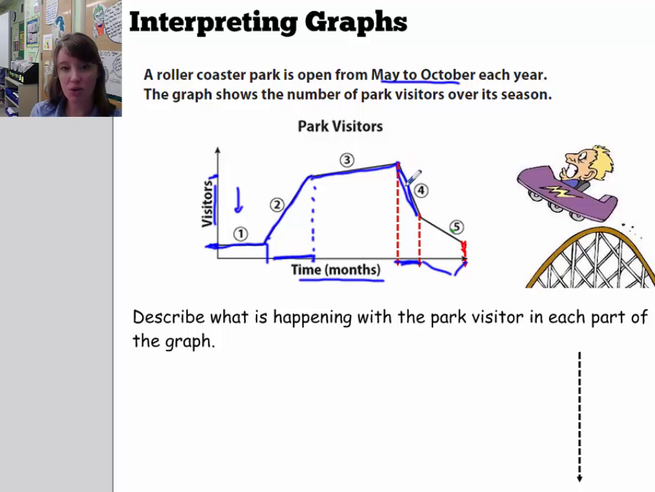The visitors decrease right here, and then they're still decreasing in line segment number 5, but not as sharply as in number 4. So if we think about it, maybe if it's open from May to October, this is representing the springtime, and then in the summertime when kids are out of school, the amount of visitors sharply increases.